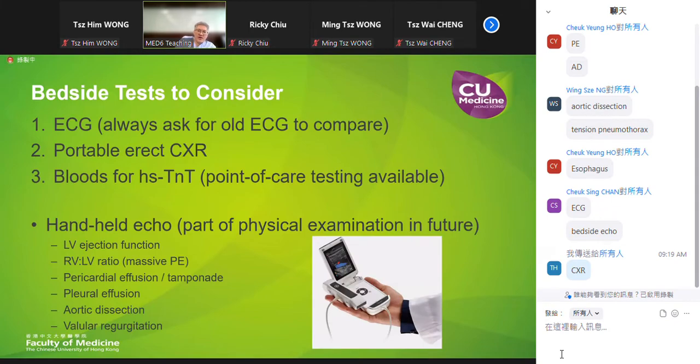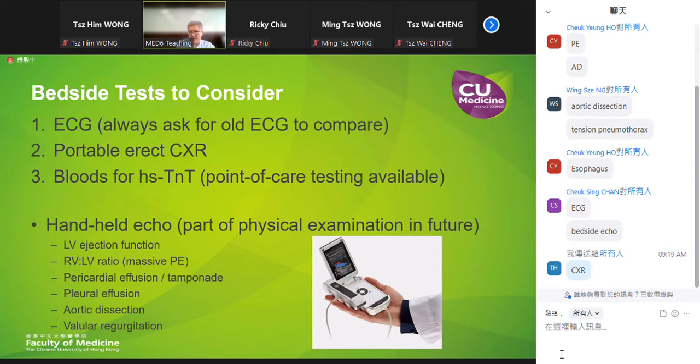Okay, so ECG definitely, but always, if it's available, ask for an old ECG to compare, because whatever you're seeing could be old changes. So definitely get an ECG and try to look for an old one to compare. Yes, get a chest X-ray, because chest X-ray will give you some of the diagnoses. And one that people don't think about is point of care testing, which is available in most places. You can get a troponin within 10, 15 minutes.